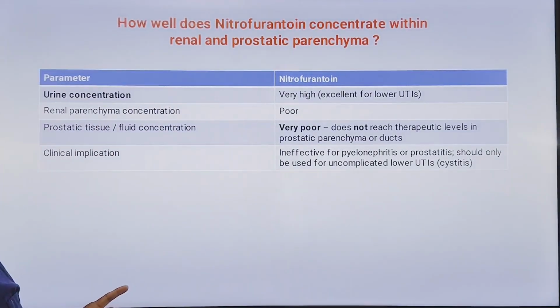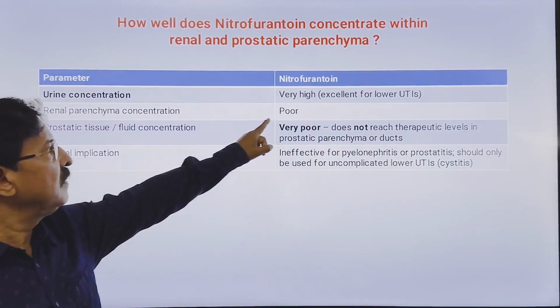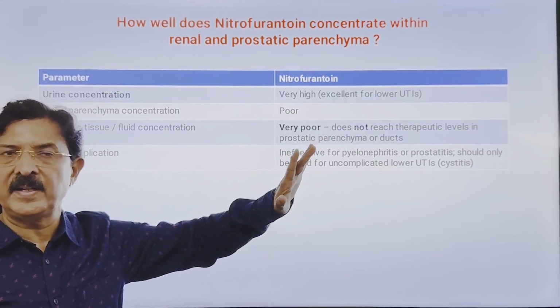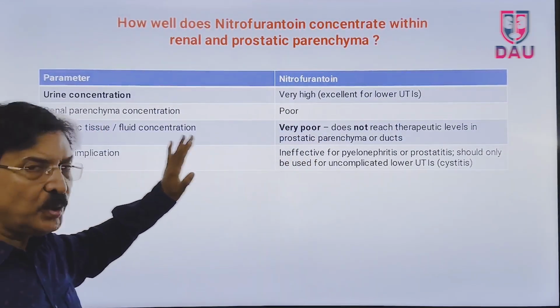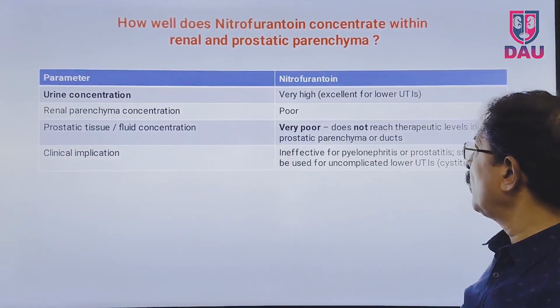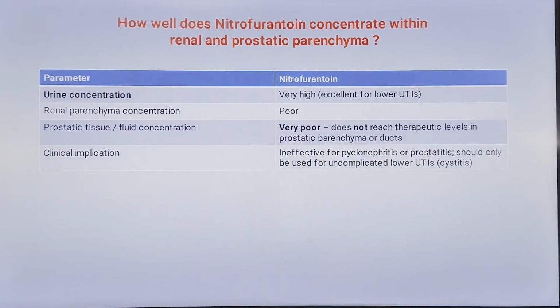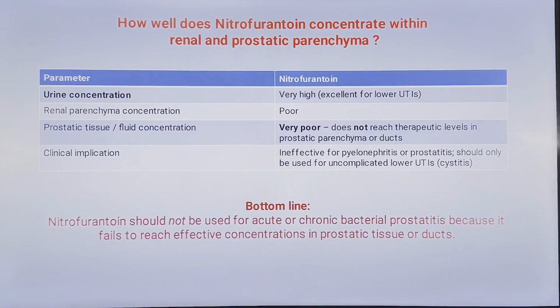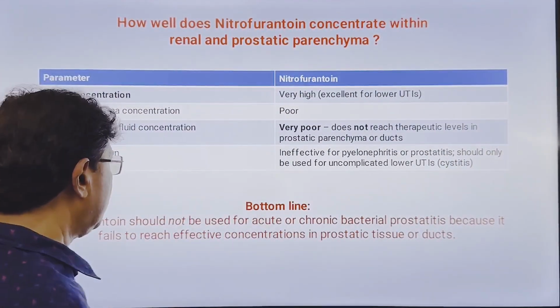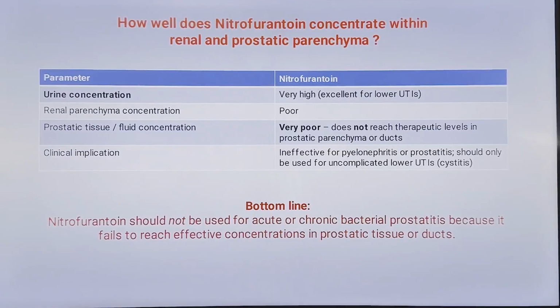But friends, please remember that in renal parenchyma, it has very poor concentration. So it is not a good drug for pyelonephritis. And in prostate tissue and in the prostatic fluid, it has very, very poor concentration. It does not reach the prostate parenchyma at all. So the clinical implication is that nitrofurantoin should not be used for treating acute or chronic bacterial prostatitis or even acute pyelonephritis because it fails to reach effective concentration.